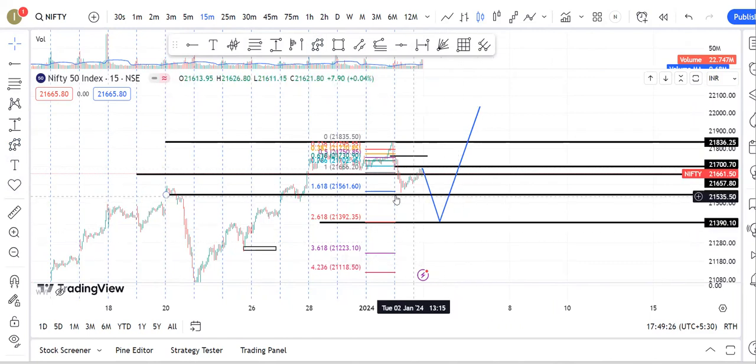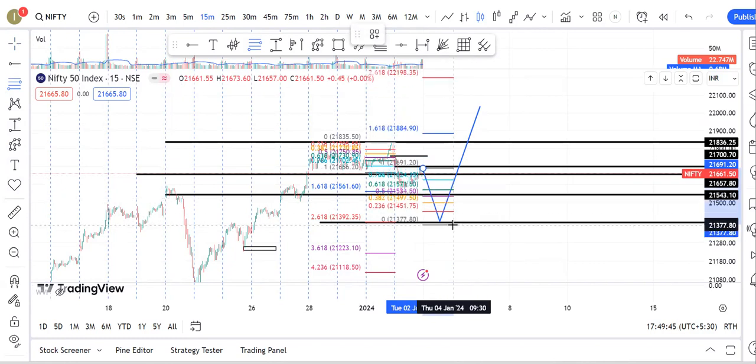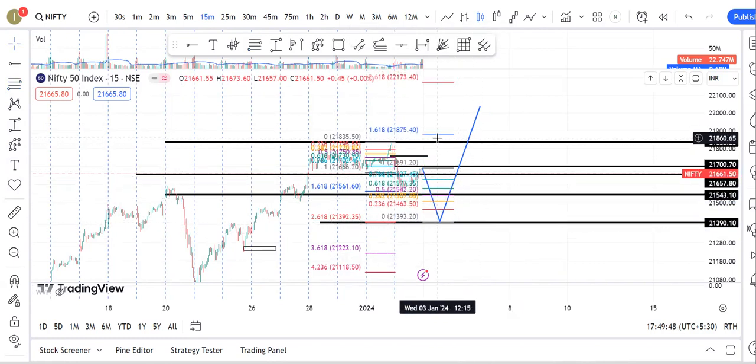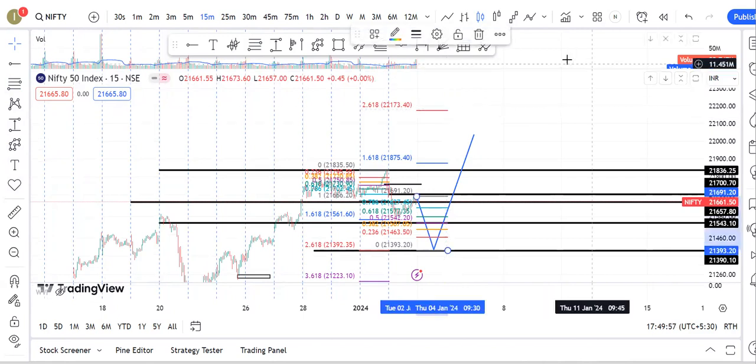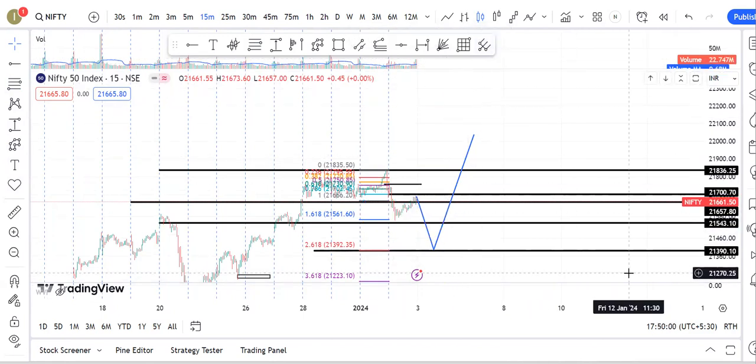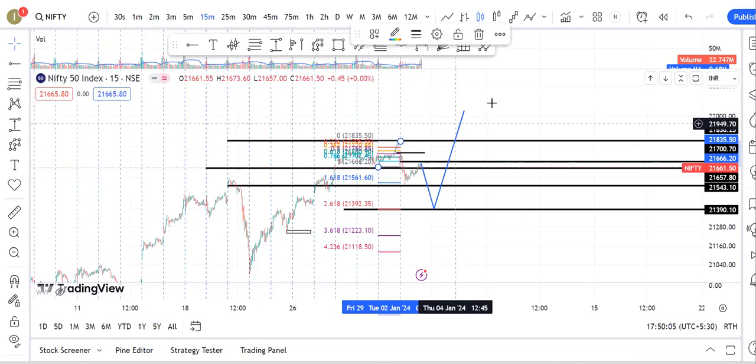For that, there should be a shift in the market structure. Market structure means it has to cross this level, 21,700. After falling, if it crosses this level, then there will be a shift in the market structure. Then if it is coming like that, even now from this level, 21,300, we can extrapolate the level to 21,875 to 22,170. These are the many ways you can make assumptions that Nifty can travel like this.